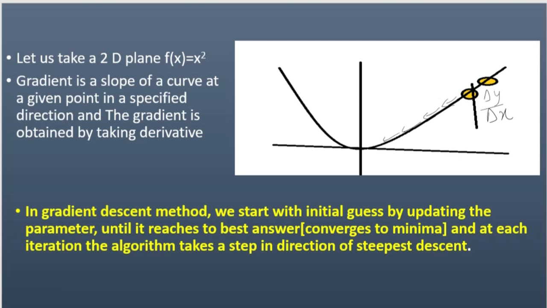In gradient descent method, we start with the initial guess. So we have started with the initial guess by updating the parameters until it reaches the best answer or it converges to minima. And each iteration, the algorithm takes a step in direction of the steepest descent.